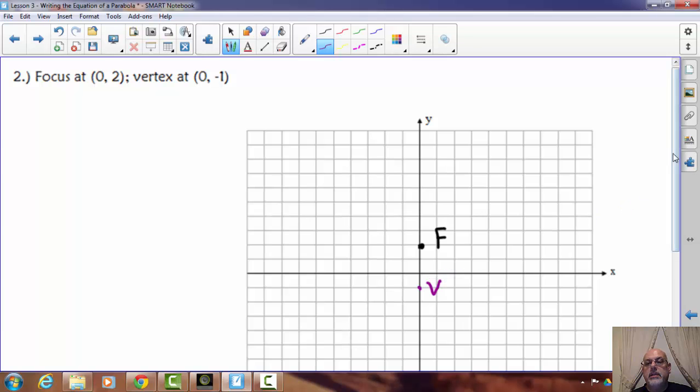Alright, so now let's see what we have. We have a vertex here, focus there. That means this parabola is opening up. If the parabola is opening up, then P is positive. And we also know the distance P is 3. H is 0.